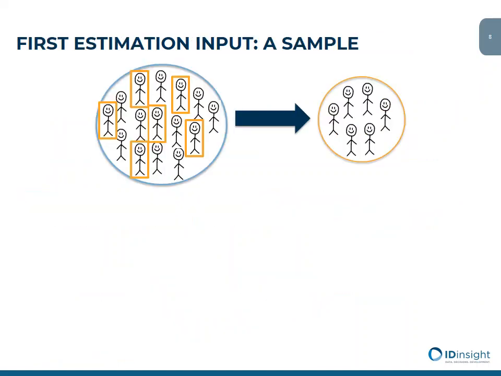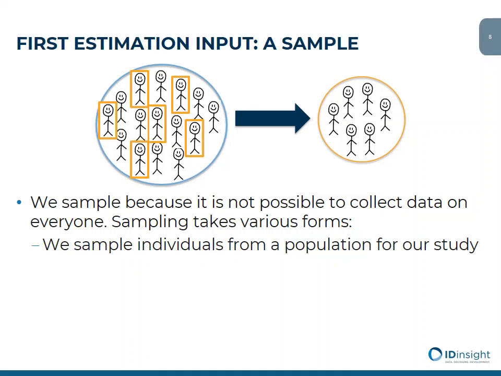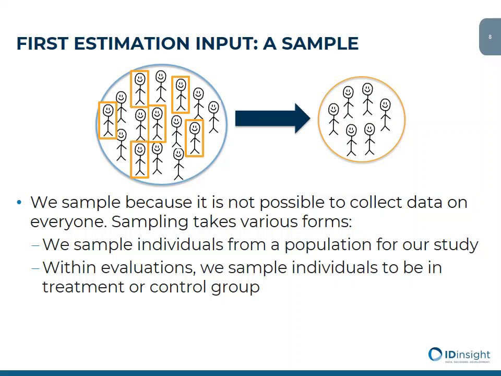So the first estimation input that we need is a representative sample of the target population. And we sample because it's usually not possible to collect data from everyone. And sampling takes different forms in different engagements. For instance, in a needs assessment, we may sample individuals from a population for our study. Within impact evaluations, we sample individuals to be either in the treatment group or in the control group, since it's not possible for them to be in both.